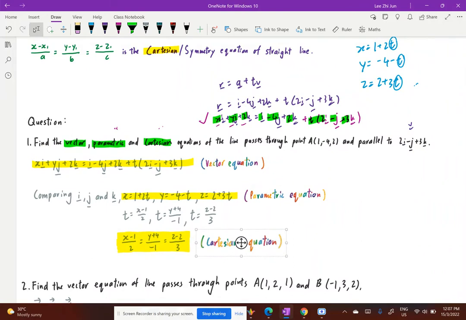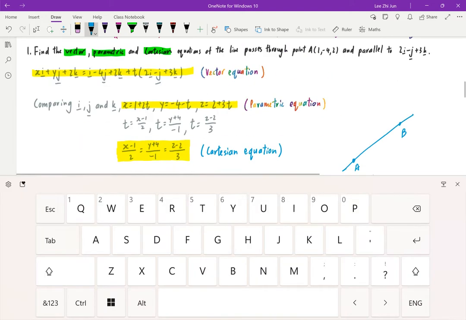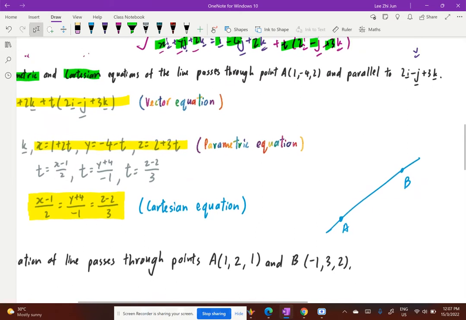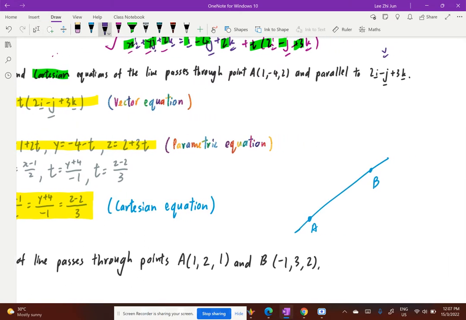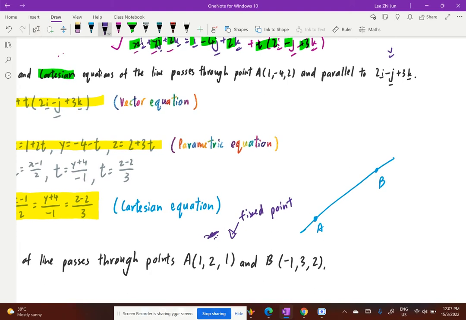Okay, so we go to the second question. Find the vector equation of the line that passes through points A and B. They don't say which of A or B is the fixed point. For me, I usually prefer to choose the point that comes first. So who will be the fixed point? In this question, A comes first, so I take A as the fixed point and B as the free point.